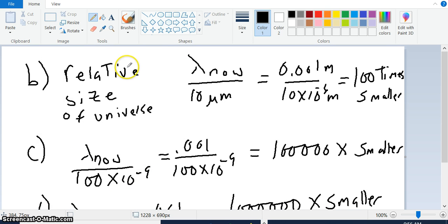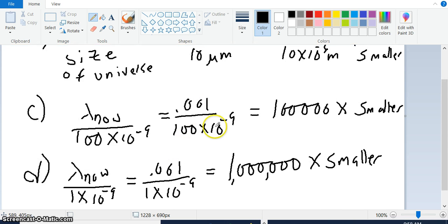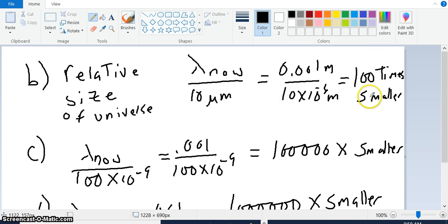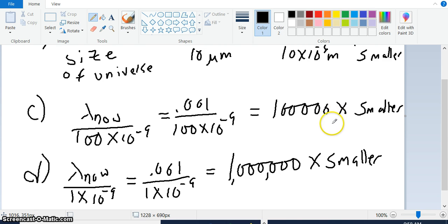All right, so here we go. So this is how you do the relative size. It's the exact same each time. It sounds really weird, but anyhow, it's whatever the current background radiation is. So that's lambda now. This is the wavelength of the background radiation compared to whatever the background radiation was at some time in the past. So for the first one they tell us what it was when it was 10. All right, so here are all the answers, right? The first 100 times, and then 100,000 and then 1,000,000 times smaller. All right, so you can just do these calculations.